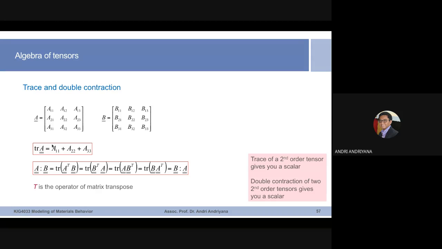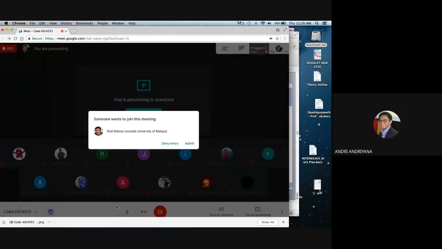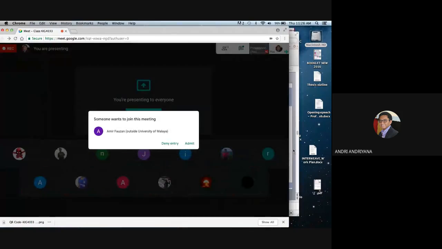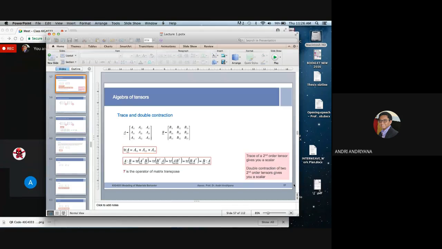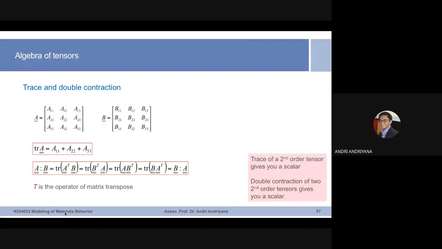So the double contraction of two tensors is more or less analogous to the dot product of two vectors that we have learned. The dot product of two vectors gives you a scalar. The double contraction of two second-order tensors gives you a scalar. All right? I hope that is clear. These are the two basic mathematical operations that we can do for second-order tensors.